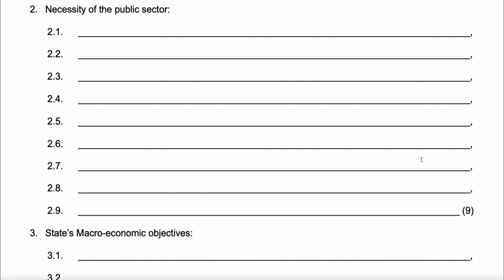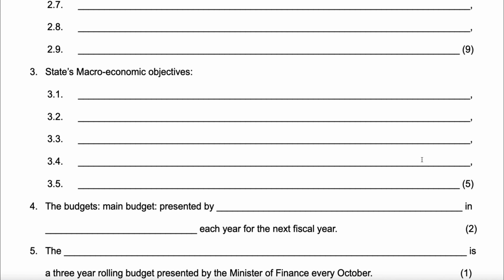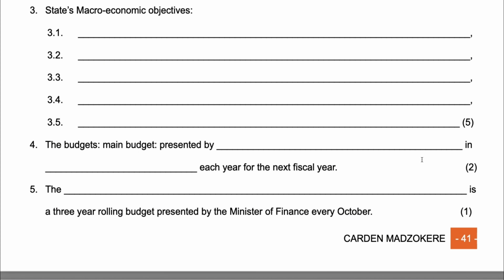The last reason I'll give you, which is number 9, will be to protect natural resources. They have ways in which they do this, and that's more environmental sustainability. The next question is number 3, where we talk about the state's macroeconomic objectives. I have a mnemonic for this to help you remember. It goes like EFEP.